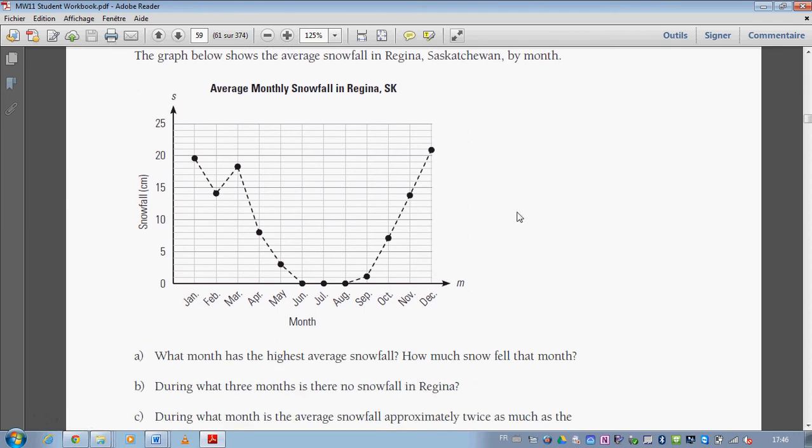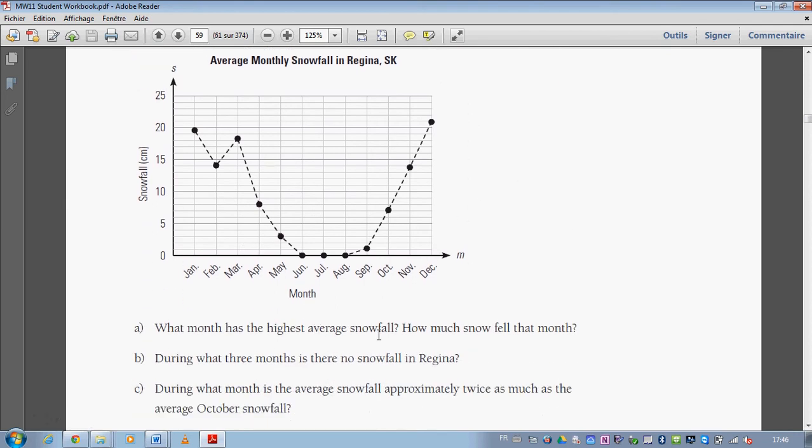Doing a few of these questions: what month has the highest average snowfall? Once again, this is really just taking a look at the graph and being able to answer these questions. Which one of these points is the highest? It looks to me like December is the highest, and it's sitting at about 21 centimeters. And how much snow fell that month? Well, there you go, 21 centimeters.